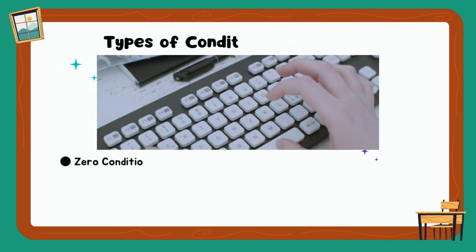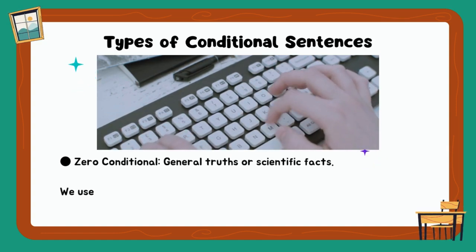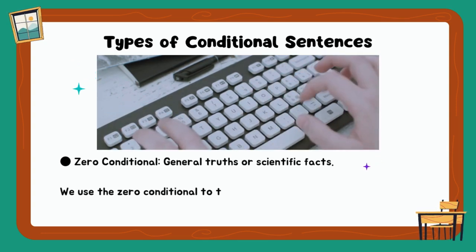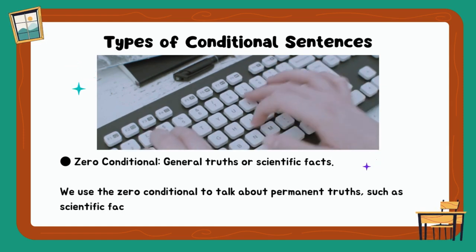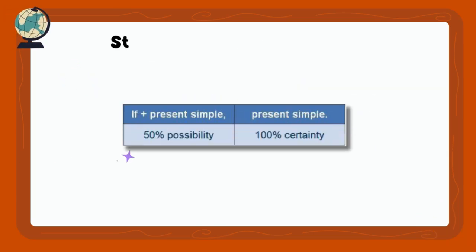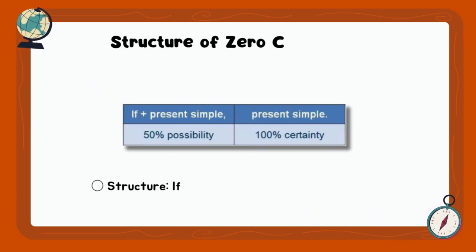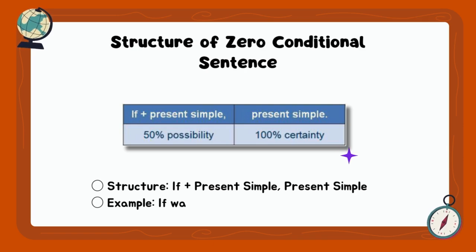The first type of conditional sentence is zero conditional. This is to tell general truths or scientific facts. We use the zero conditional to talk about permanent truths such as scientific facts and general habits. The structure of a zero conditional sentence is very simple. It starts with if plus present simple, for the 50% possibility, and another present simple for 100% certainty.